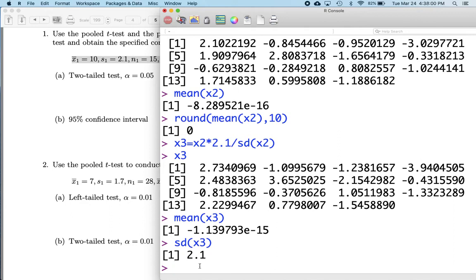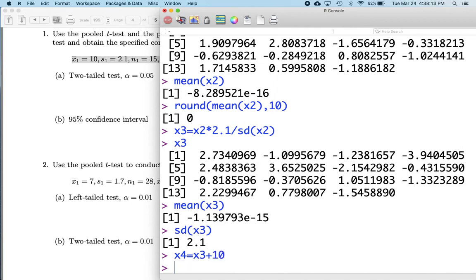So that's where we have a mean of 0, again up to 15 decimal places, and a standard deviation of 2.1. One final step though: we don't want a mean of 0, we want a mean of 10. So I'm going to take all the values in x3 and add 10 to them. And now we've done it.